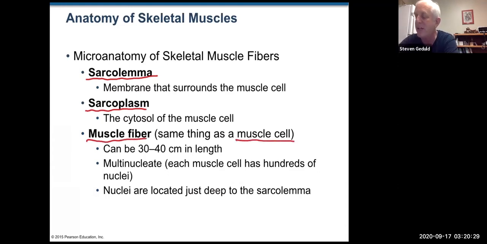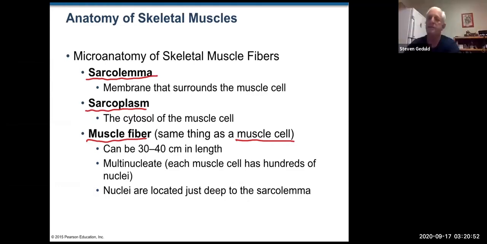They can be 30 to 40 centimeters in length. They can be really long. They can be multinucleated. So each muscle cell has hundreds of nuclei for skeletal muscles now. We're talking about skeletal muscles. Nuclei located just deep to the cell membrane, the sarcolemma. Okay? So they can be long. A muscle fiber is a muscle cell.